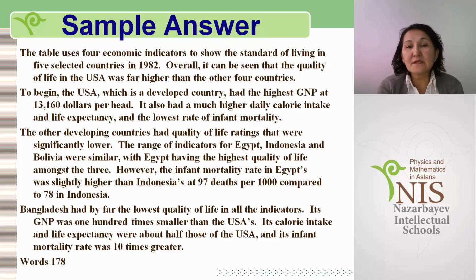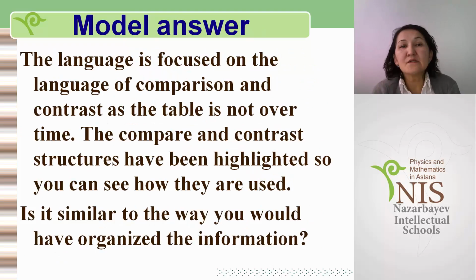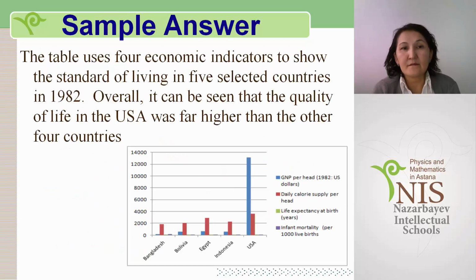It looks like this. And let's watch the table and describe. The table uses 4 economic indicators to show the standard of living in 5 selected countries in 1982. Overall, it can be seen that the quality of life in the USA was far higher than the other 4 countries.